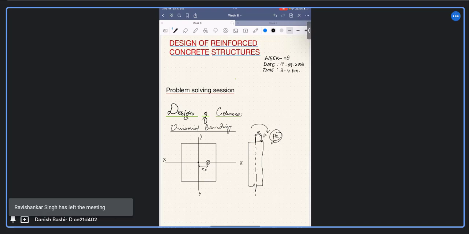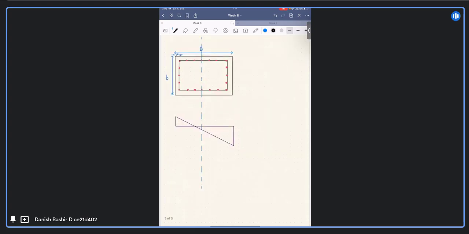So for example, this is the column section. It has reinforcement like this on all four sides, and it has stirrups. Let D be the major dimension and B be the minor dimension, and D dash be the clear cover provided. For example, it is acted upon by some uniaxial moment M like this, so it has some uniaxial eccentricity.